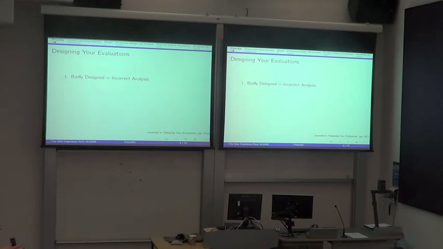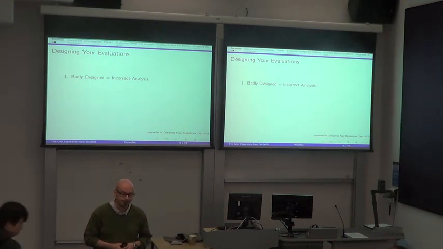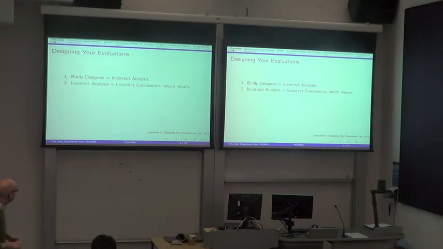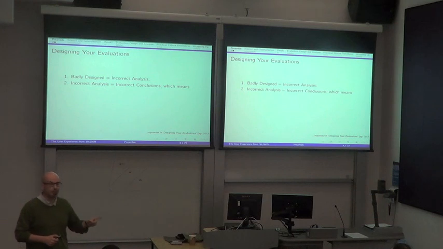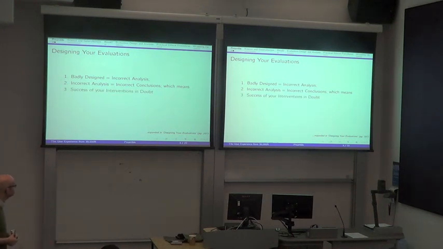And that's because the experimenters knew which Coke they were tasting, so it wasn't particularly blind, and there was experimental bias that generally this is the one that they had to choose. Okay? Okay, so incorrect analysis equals incorrect conclusions. It's quite obvious. Which means that the success of your interventions are in doubt. So, if you don't do this bit right, everything else that you've done may not be right. It may be right, but it may not be right.